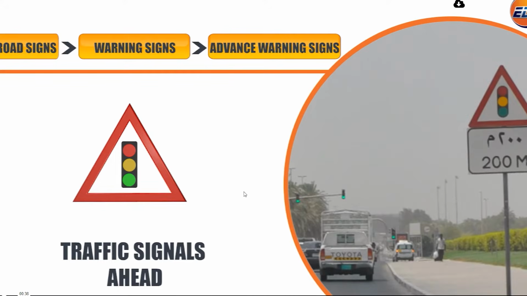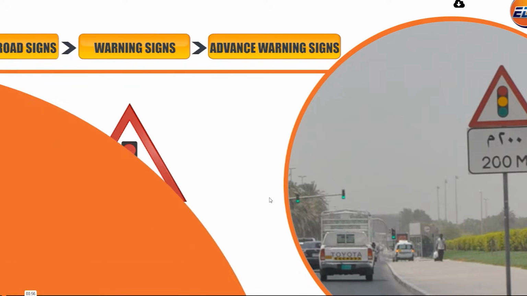Traffic signal ahead. This sign warns drivers that they are approaching a traffic light. This sign is usually used to warn of a new traffic signal ahead. Motorists must slow down, maintain lane discipline, position their vehicle according to their direction, and must obey the traffic light.